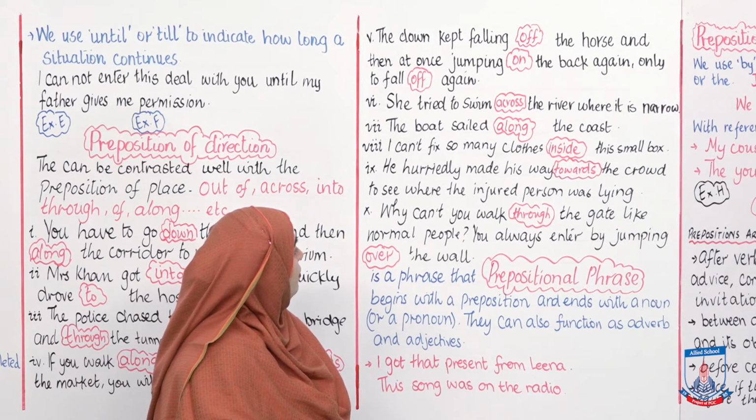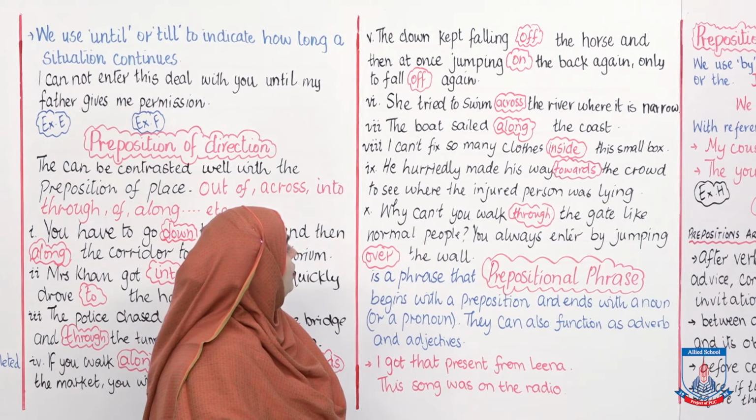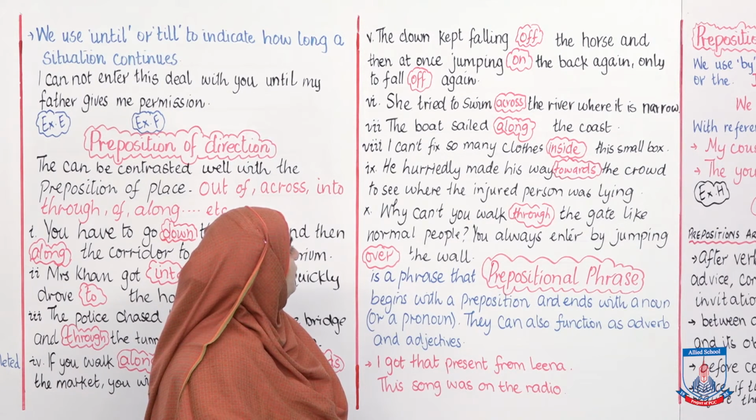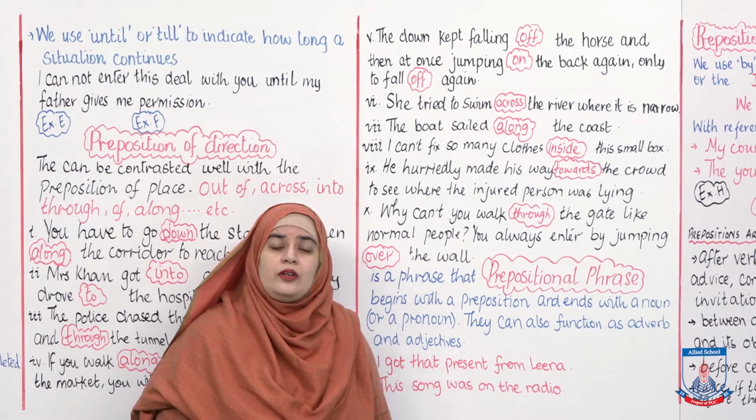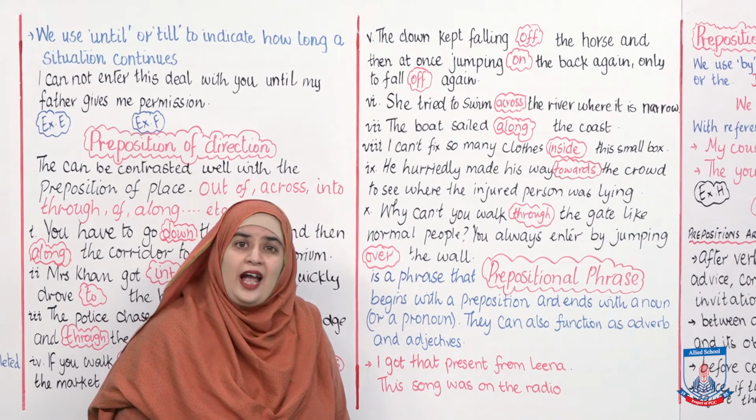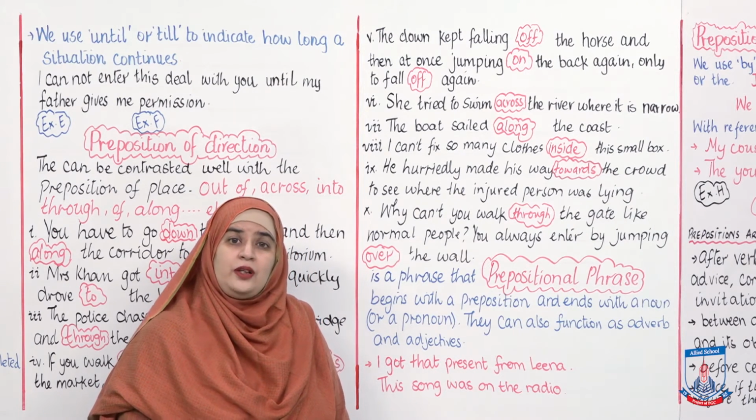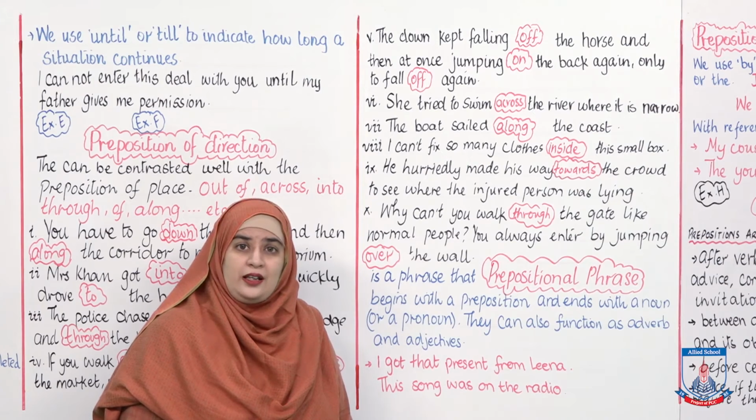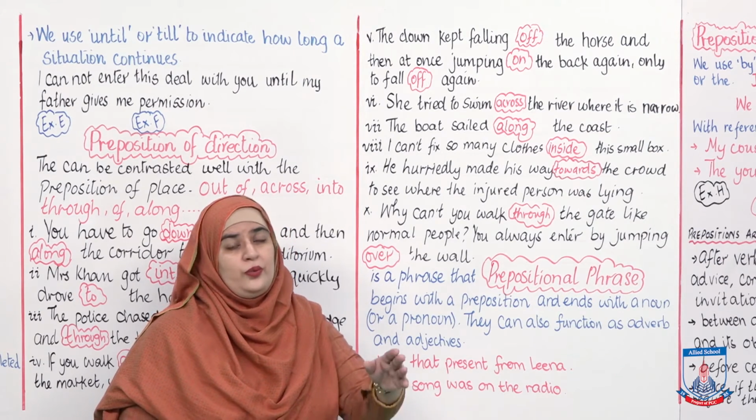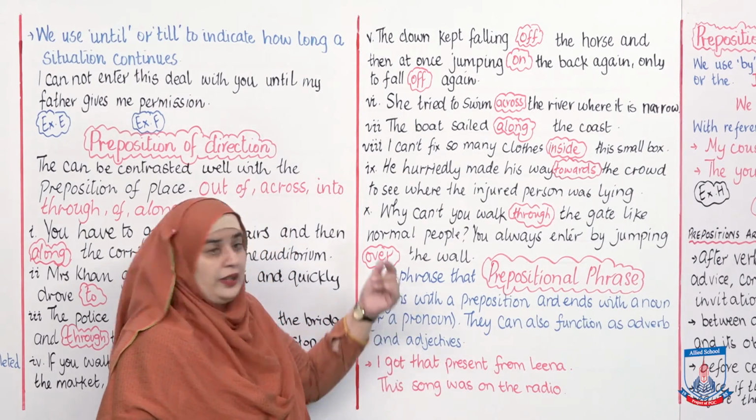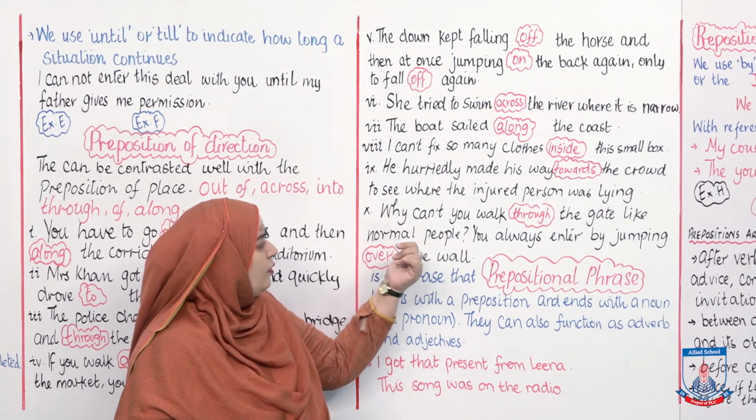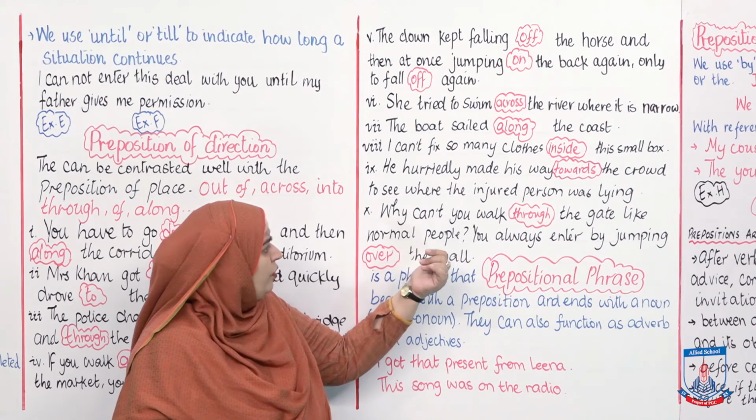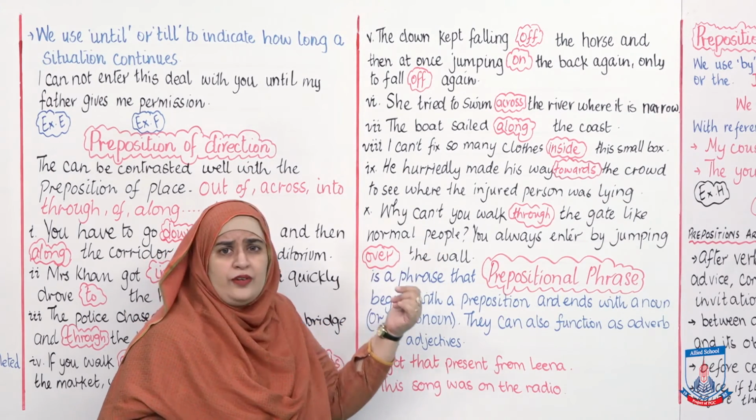And the last one was, if you can't walk through the gate like normal people, you always enter by jumping over the wall. Oh my God. The father is really angry at the son climbing over the gate all the time, not going through it, right? Look at the way he is saying it. Why can't you walk through the gate like normal people? You always enter by jumping over the wall.